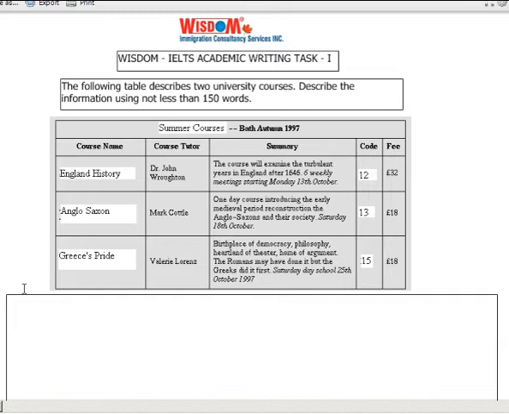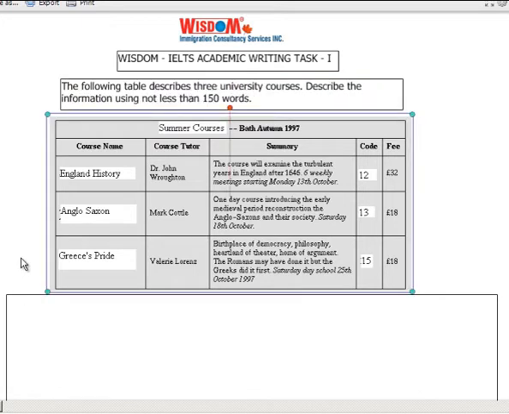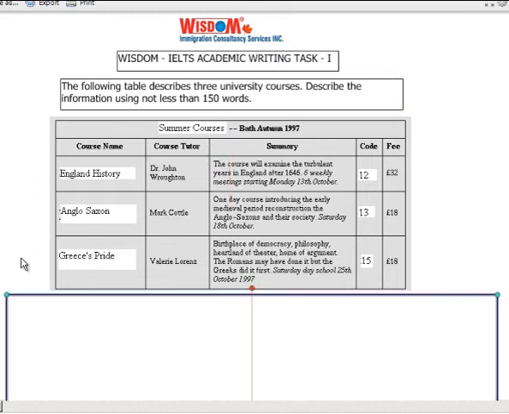Now let's have a look at the table. It shows summer courses in Bath in autumn 1997. And there are 3 courses, so let me go ahead and correct this as well. Not 2, but 3 university courses. So the course name is given. The name of the tutor for that course is given, a brief description of the course contents, the code of the course, and the fee is mentioned. So we have to put all this information using just 150 words or more. So there is no upper word limit. We can stretch on as long as we like.